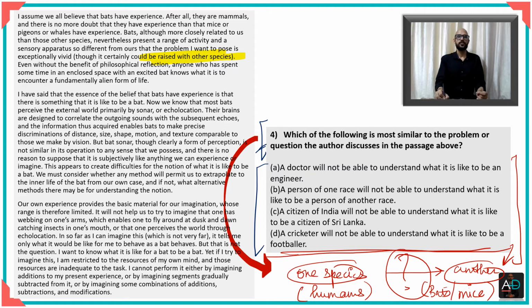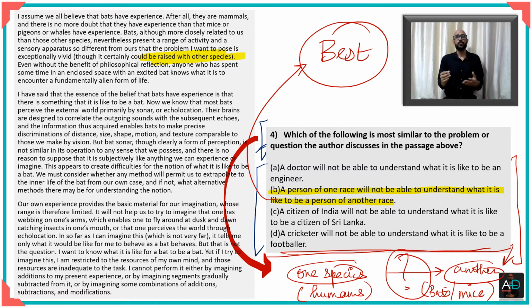Whereas when you see this one, option B, a person of one race, what it is like to be of another race, it may not be a very good example, like I said, but it definitely is the best example. You see, amongst the options, it is the best, although I could say that it is not very good. It's not perhaps in absolute terms a very good option, but under the circumstances, it is the best option that is available to you, because race is something that is determined at birth.